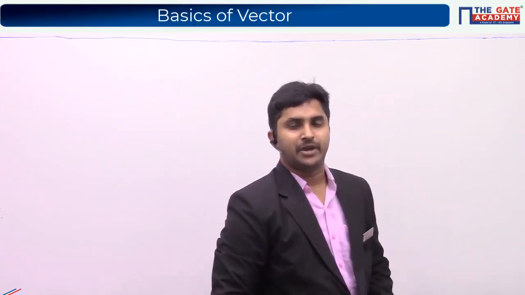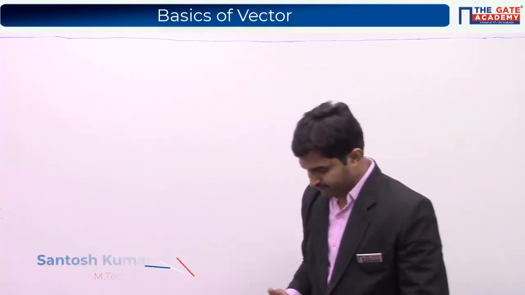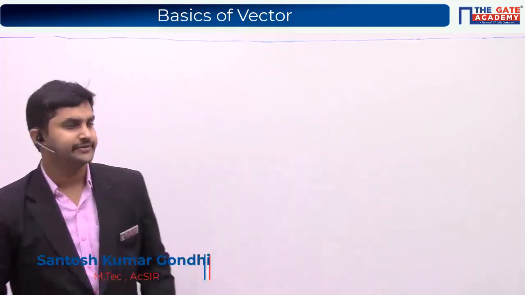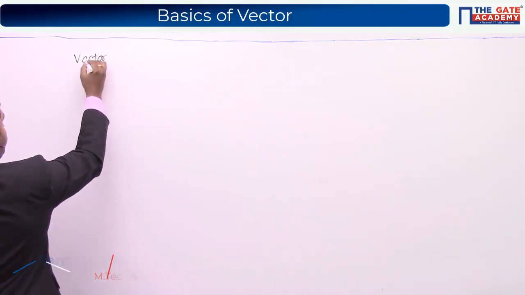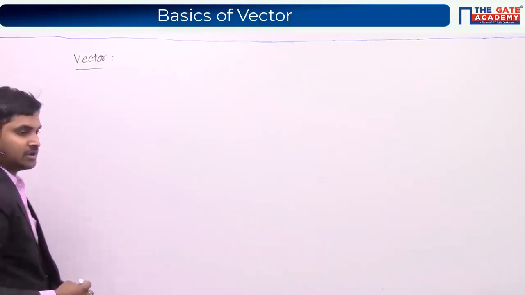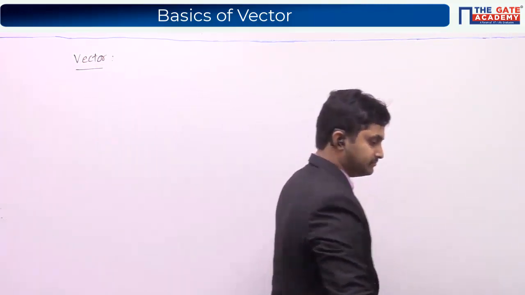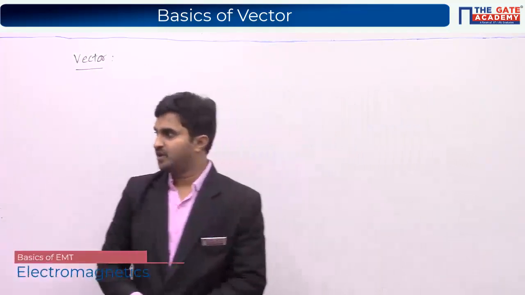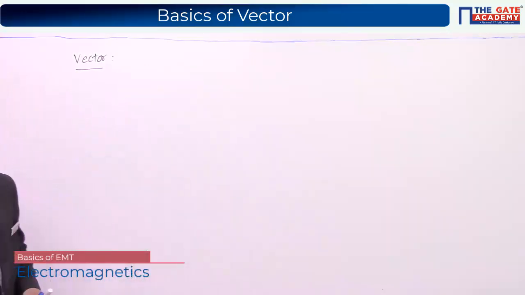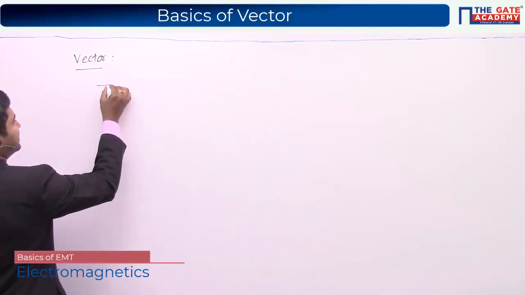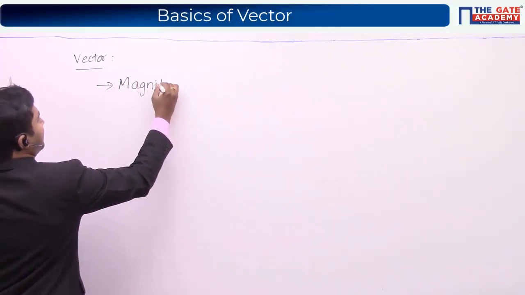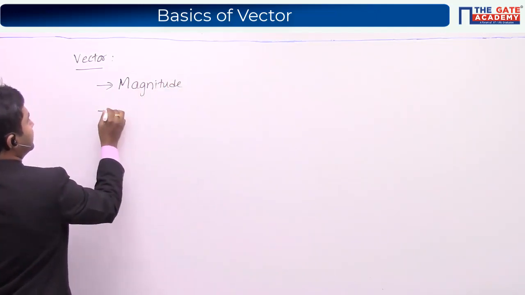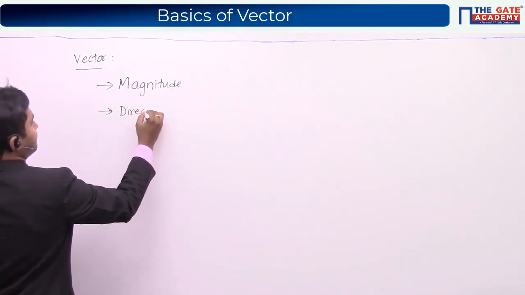So to start with, can you please tell me what is a vector? Yes. A vector is something which has a magnitude and which has a direction.